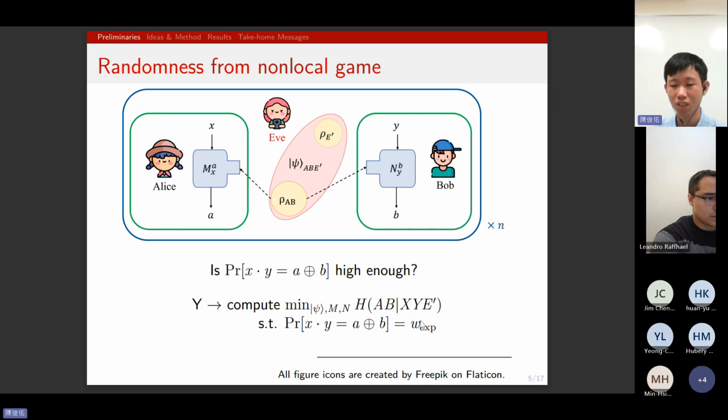You mean, because we don't have the conditional part, we don't even need to do the minimization. We just look at the output generated from the device and see how much entropy we can get out of this.